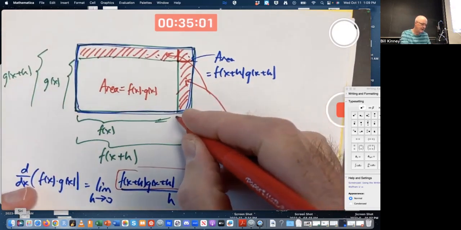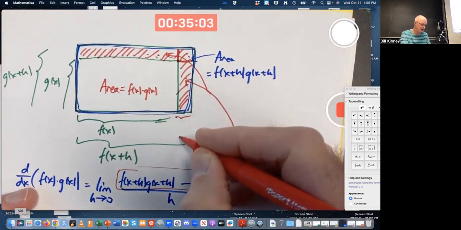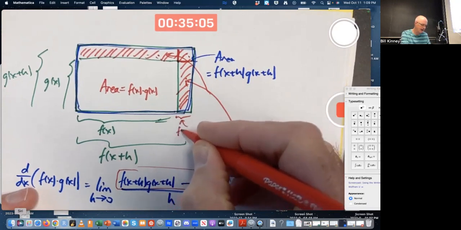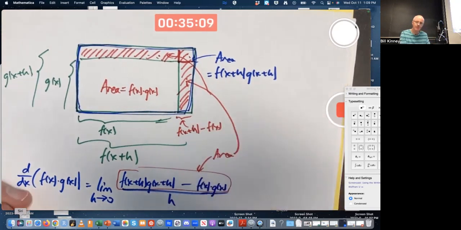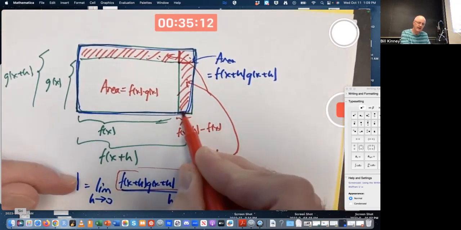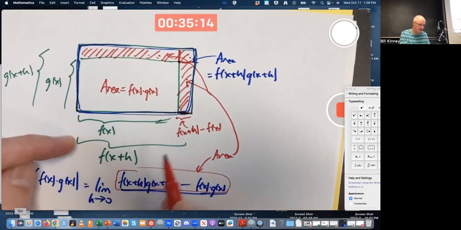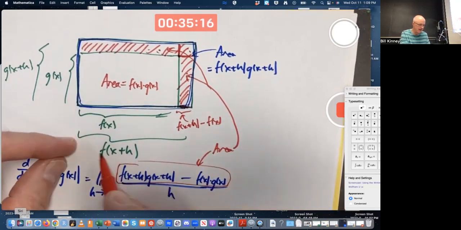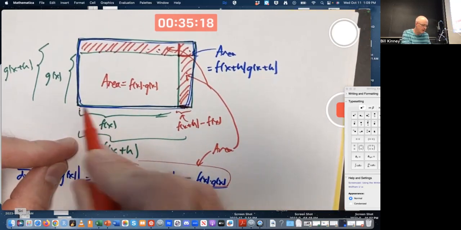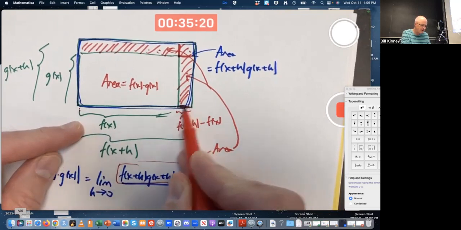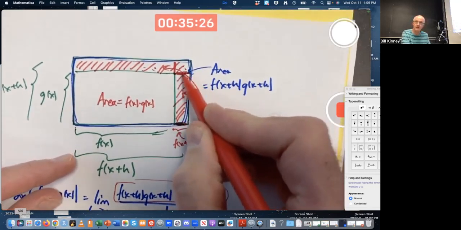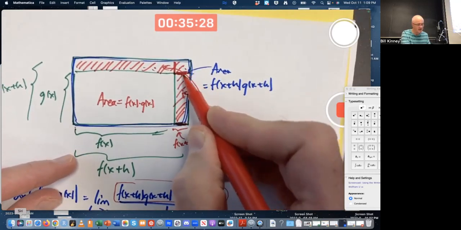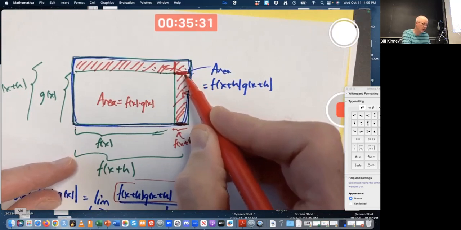They're all rectangles. What's the length of that side? It would be f of x plus h minus f of x, right? That would be the length of this side of this rectangle, right? Look at the picture. This distance from here to here is f of x plus h. This one from here to here is f of x. That distance right there should be the difference. It's also the side length of that little rectangle. I did make that look like a square, but it's not necessarily a square.